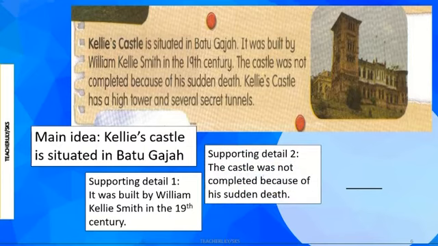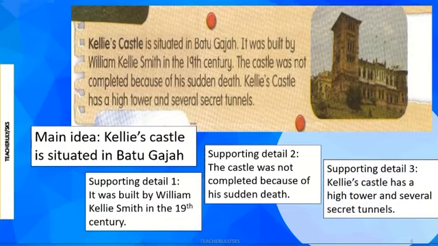Supporting detail 2 is sentence number 3. The castle was not completed because of his sudden death. And supporting detail 3 is sentence number 4. That is the last sentence in this passage. Kelly's castle has a high tower and several secret tunnels. Do you understand now, class? The main idea is the first sentence and the rest of the sentences are the supporting details. Okay, very good, class.